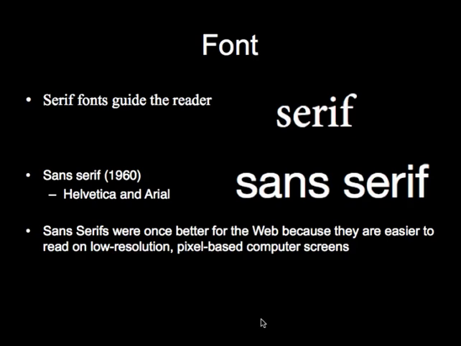Times New Roman was designed for the Times in 1932, and so you can see that there are two different fonts. There's a serif font and then there's a sans serif font. Serif fonts are basically fonts with feet. You can see the little lines coming off of each of the letters.